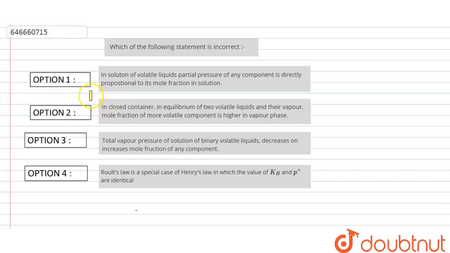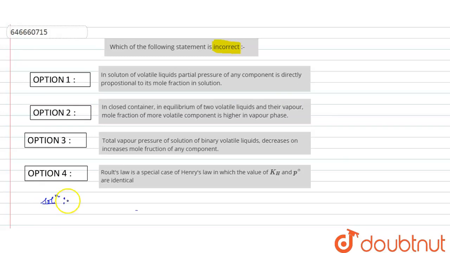Hello everyone. Let's start the question. The question says, which of the following statements is incorrect? In this question, there are four options in the form of statements, and we have to look for the incorrect statement, as in the incorrect option. Let us have a look at the solution to our problem.